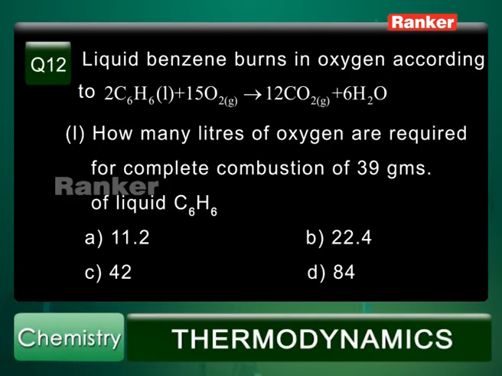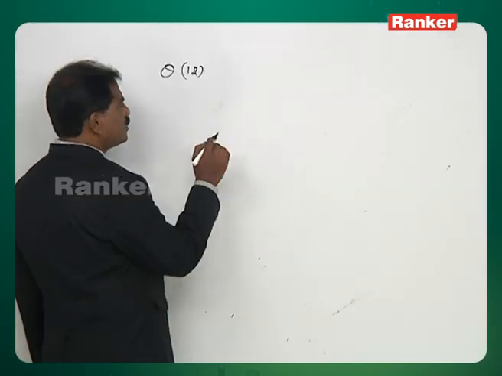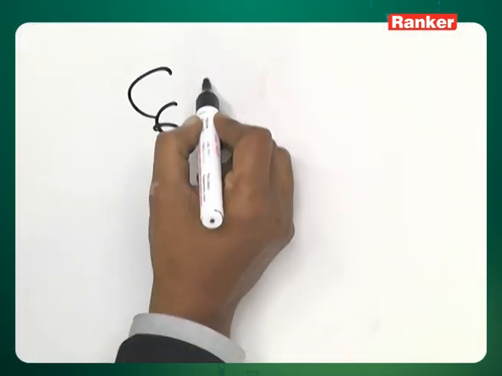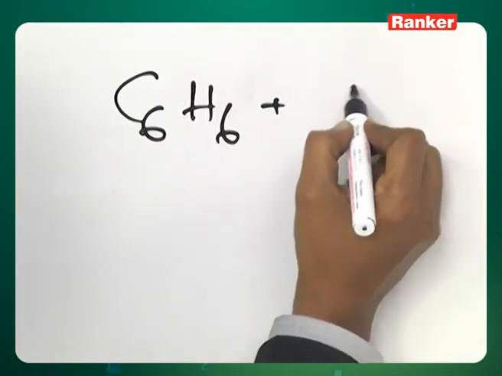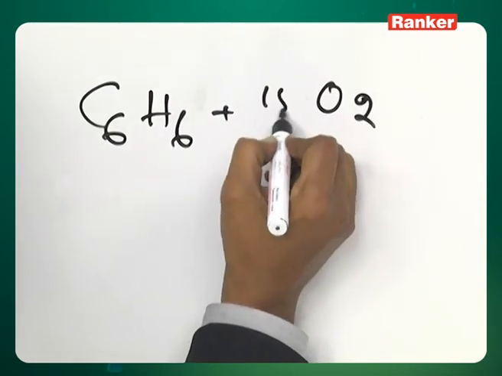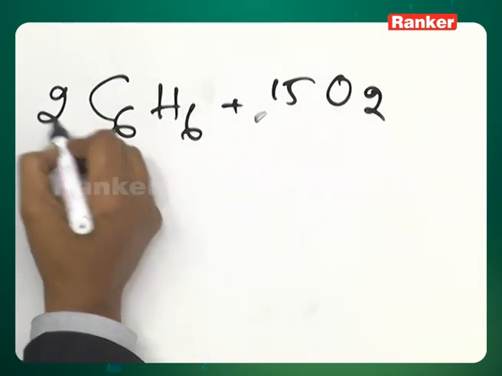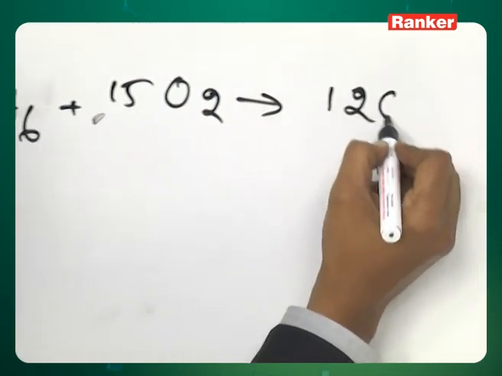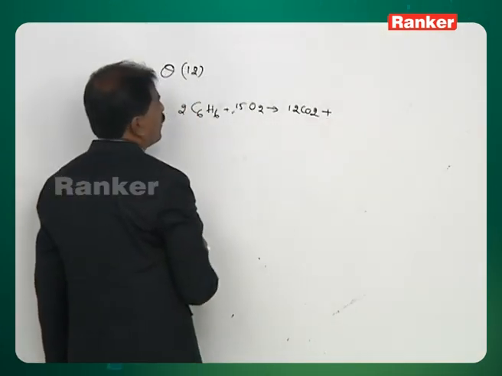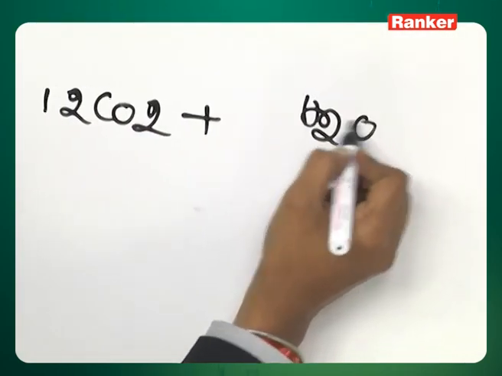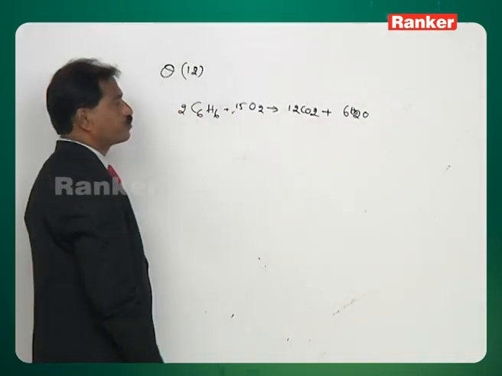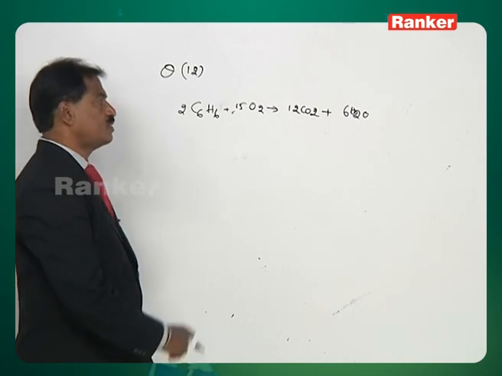Question number 12. Liquid benzene burns in oxygen according to the given reaction. Therefore, how many liters of the oxygen is required for complete combustion of the 39 grams of the liquid benzene? So, I will represent the combustion reaction for the liquid benzene. C6H6 plus 15O2. Here I will take 2 moles. Therefore, 12 CO2 plus 6H2O. This is the balanced equation.